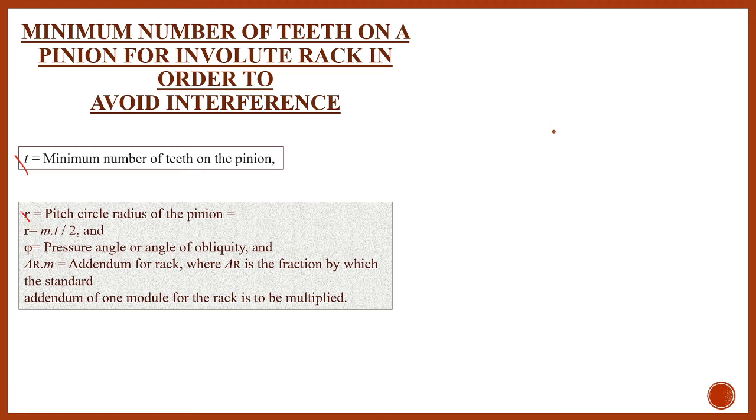R is the pitch circle radius, which is m into t by 2. Phi will be the pressure angle. Again, this is the term AR into M, the addendum for the rack, where AR is the fraction multiplied by the standard addendum of one module for which the rack is to be multiplied.